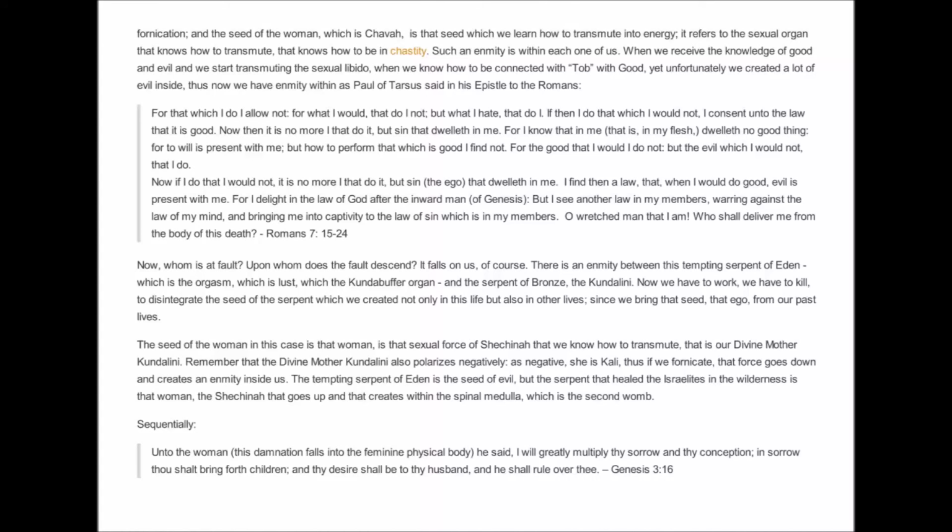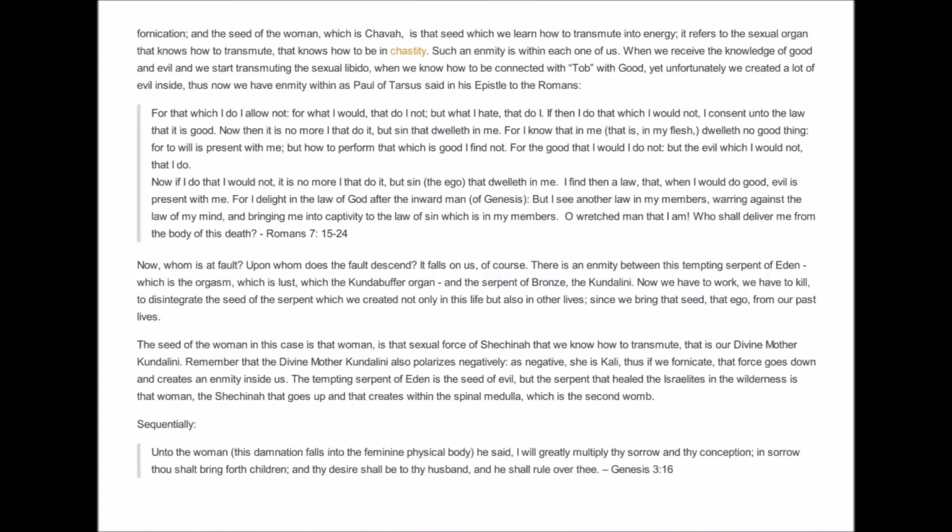In us. There's an enmity that we have between this tempting serpent of Eden, which is the orgasm, which is lust, which is the Gundabhava organ, and the Kundalini. Now we have to work. We have to kill, to disintegrate the seed of the serpent, which we created not only in this life, but in other lives. Because we bring that seed, which is the ego, from past lives.